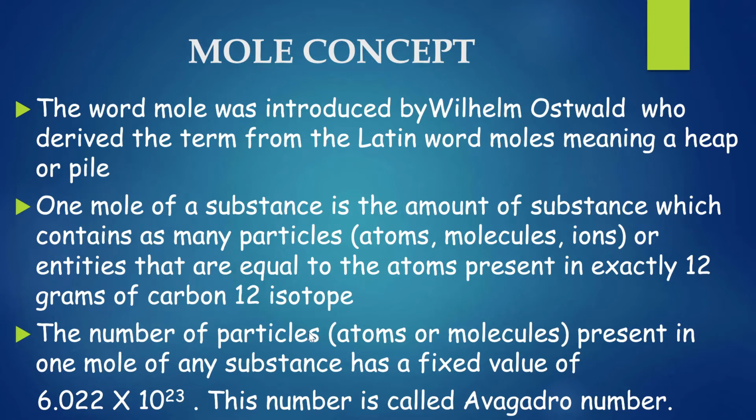The number of particles, atoms or molecules or ions present in 1 mole of any substance has a fixed value of 6.022 into 10 to the power of 23. This number is called Avogadro number.